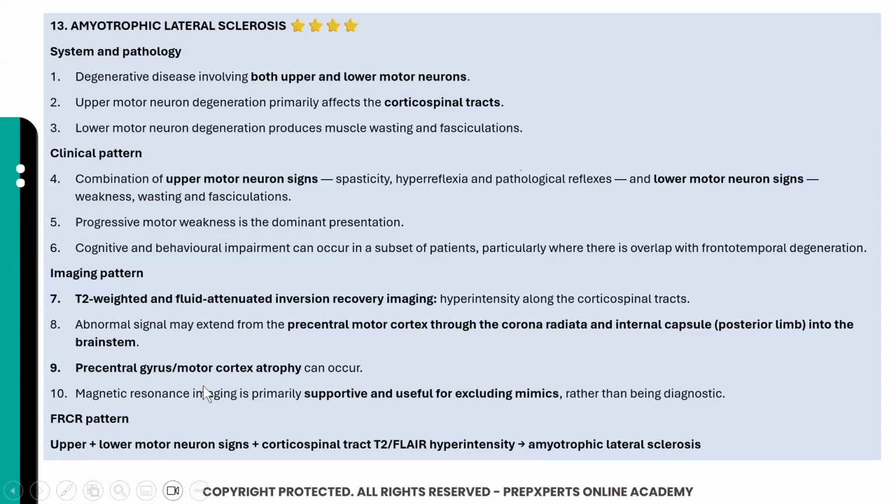Precentral gyrus or motor cortex atrophy can occur, and MRI will support and is useful to exclude mimics. So it is not a typical diagnostic thing to do MRI here, but that will exclude a lot of differentials. Upper and lower motor neuron signs and corticospinal tract T2 or FLAIR hyperintensity is your clue to amyotrophic lateral sclerosis.